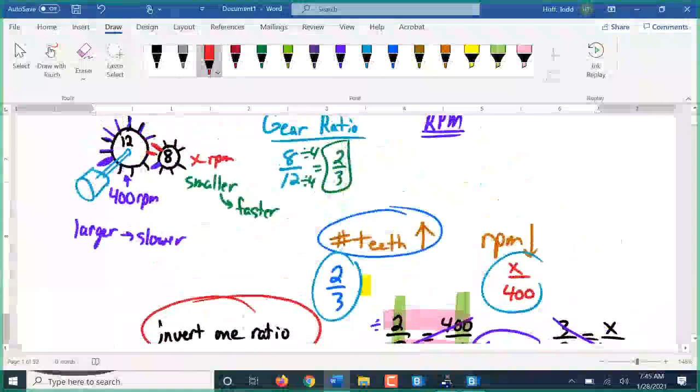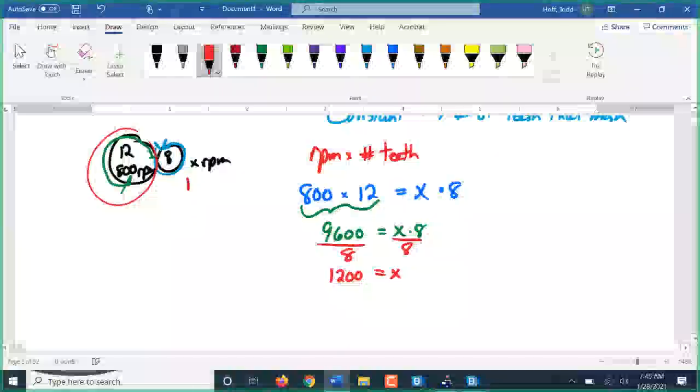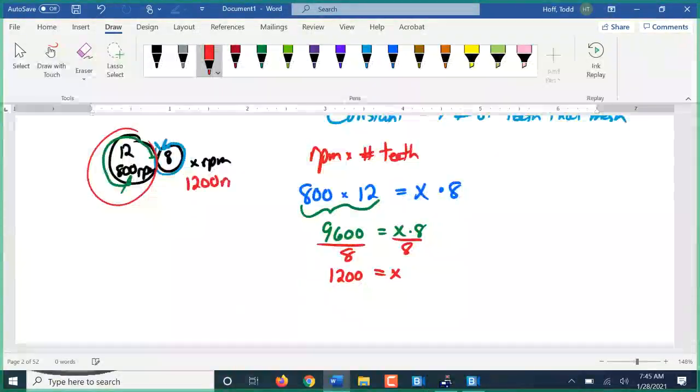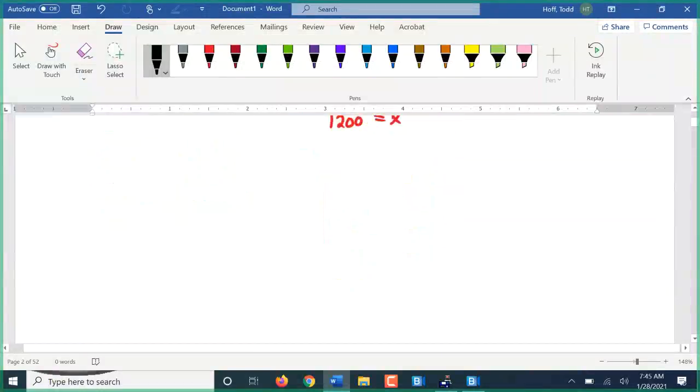I was using 400 RPMs up there, that's why. Okay, so 1,200 is X, so this is 1,200 RPM. In that situation, it's an inverse relationship. So instead of setting up proportions and ratios, we set up products. Well, there are a lot of relationships other than gear ratios that are like that.